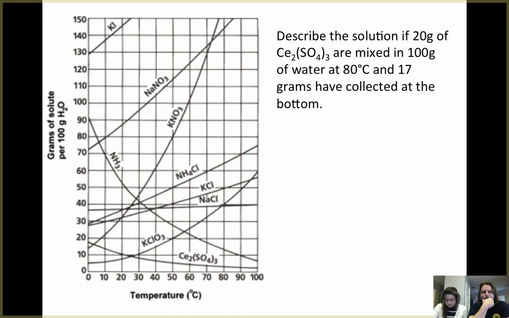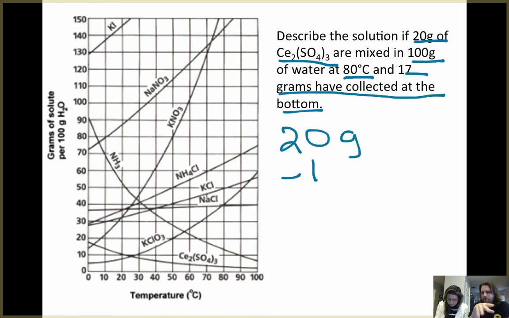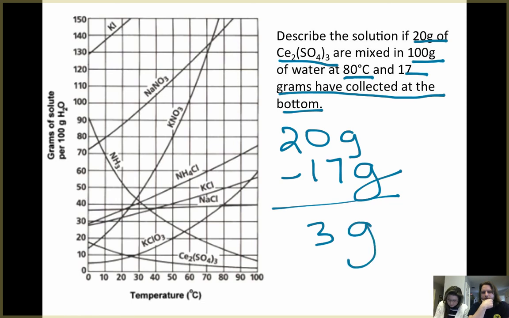Let's do another one. 20 grams of cerium sulfate in 100 grams of water at 80 degrees, and 17 grams have collected on the bottom. That means 17 of the 20 grams did not dissolve. So I poured 20 in, and only 3 of it dissolved. 3 grams dissolved at 80 degrees. Cerium sulfate is one of those that's kind of weird. It doesn't follow the same rules. As the temperature goes up for cerium sulfate, the curve on the very bottom, its solubility actually goes down. It's one of the only ones that does that.